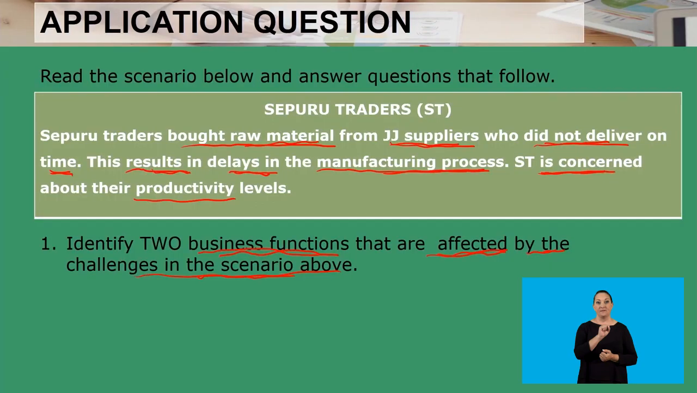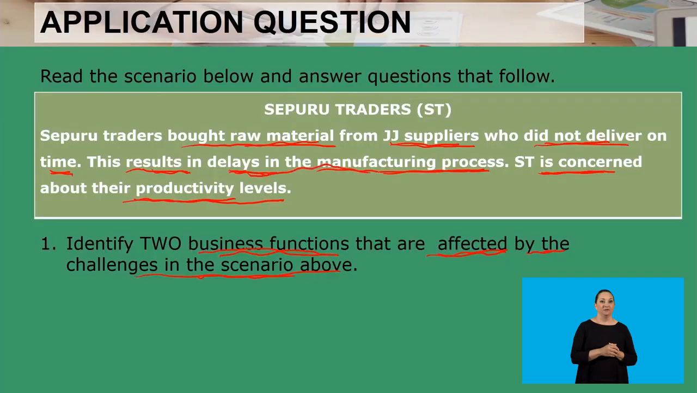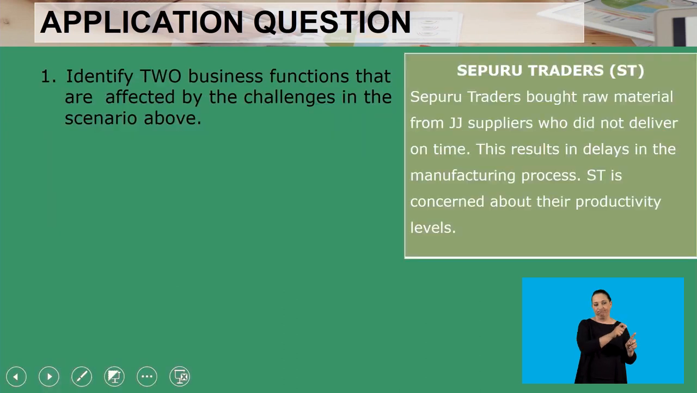And then the scenario further says ST is concerned about their productivity level because the productivity level will be affected, meaning they will end up producing way less because of the delay. The delay in the production or manufacturing process was caused by the delay by the supplier. So now let us check which two functions are affected over there.